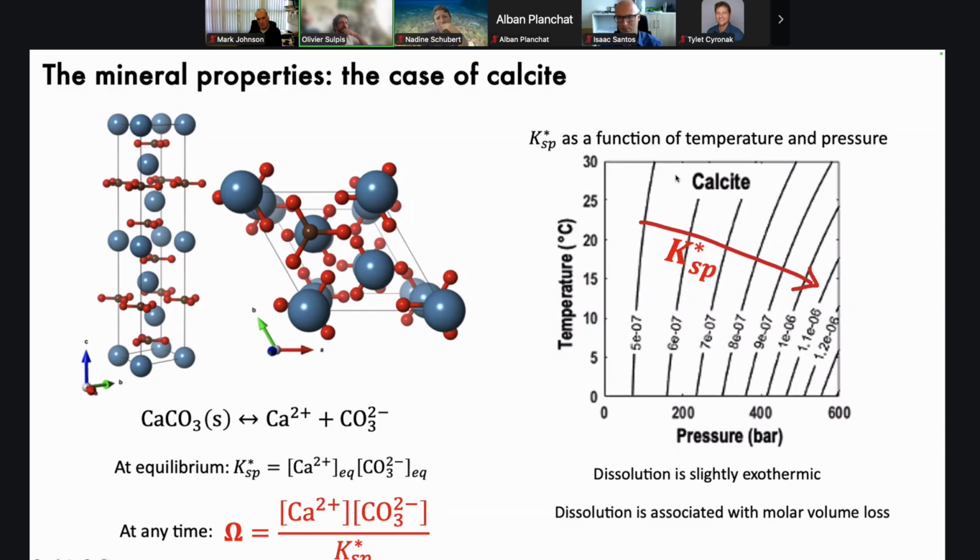And here on the right, we can see how this equilibrium constant, this Ksp, is a function of temperature and of pressure. So basically, calcite is more soluble when the temperatures are low and when the pressures are high. And it's also quite intuitive, the reason why it has this behavior. It's due to the fact that the dissolution reaction is exothermic, meaning that it generates some heat. So when it's very cold, it's more likely to occur.